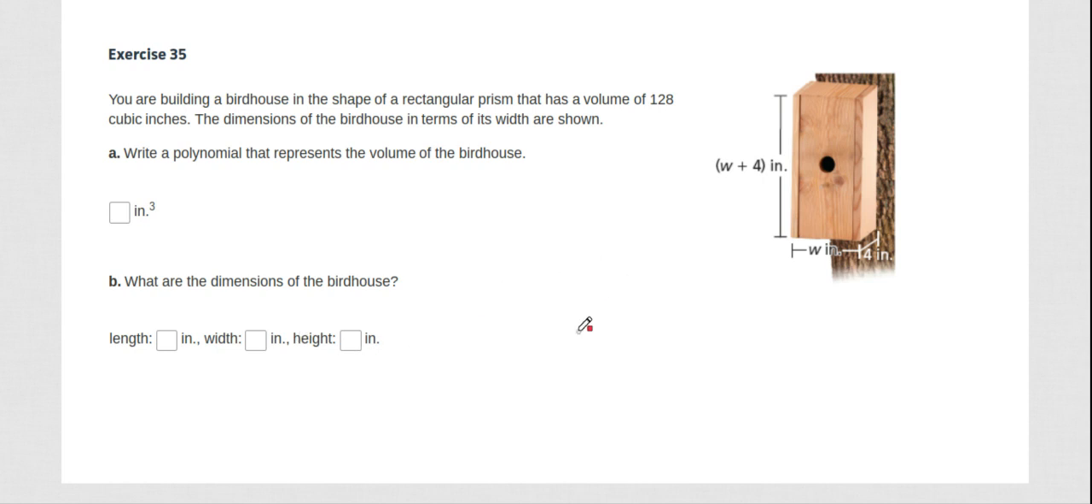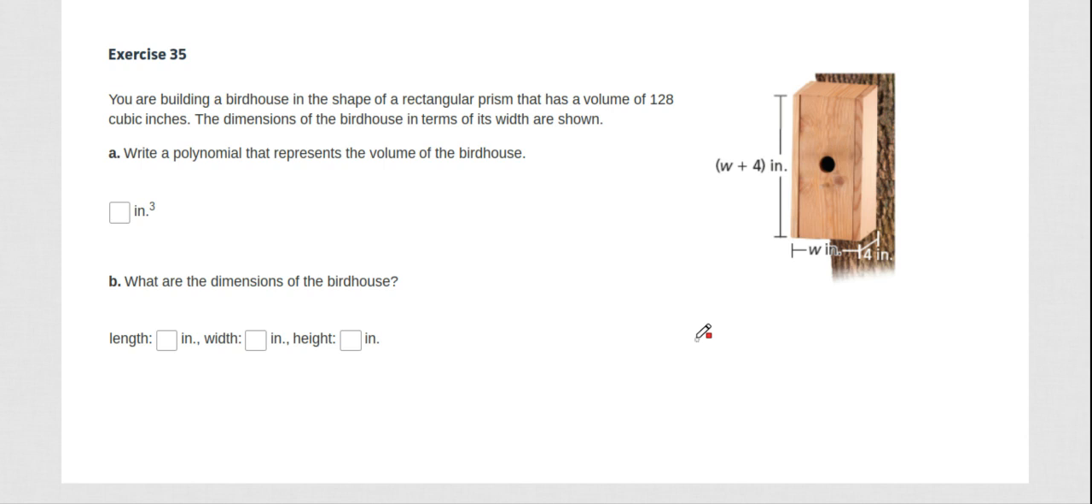Okay, this is number 35 on 7.8. It says you're building a birdhouse in the shape of a rectangular prism and it has a volume of 128 cubic inches. The dimensions of the birdhouse are 4 by W and W plus 4. So part A, you want to write a polynomial that represents the volume of the birdhouse.